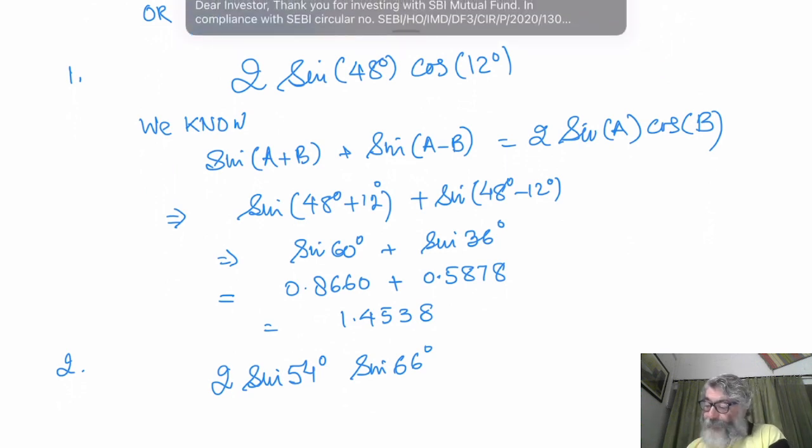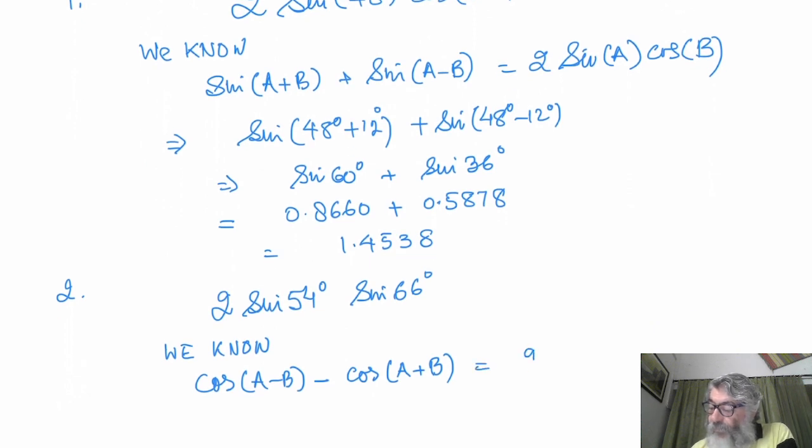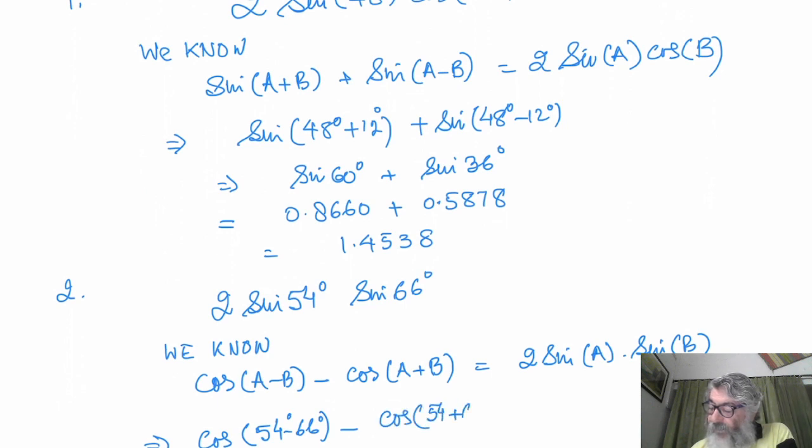So let us see, what do we know? We know that cos A minus B, if you remember this, the difference, cos A minus B minus cos A plus B, is equal to 2 sine A sine B. It will become cos A minus B, 54 minus 66, minus cos 54 plus 66.